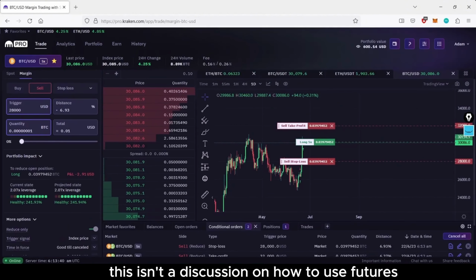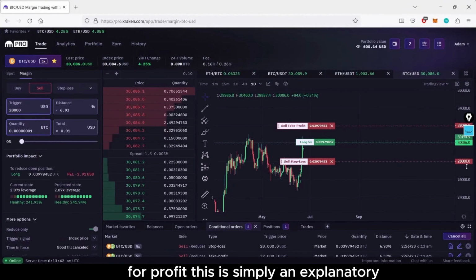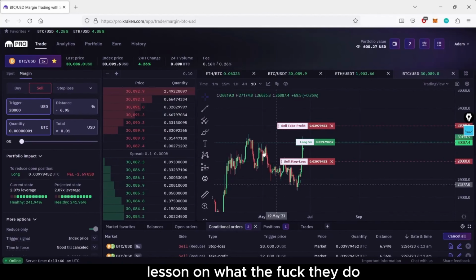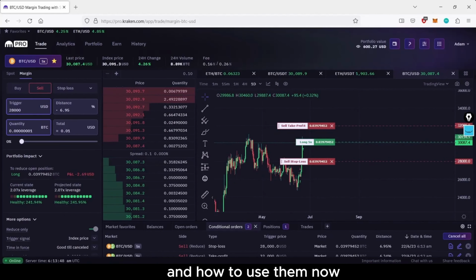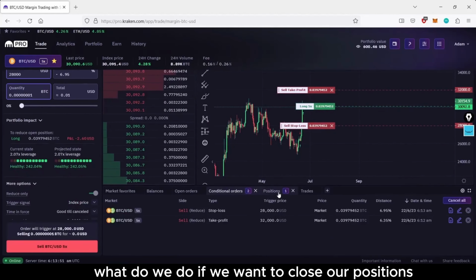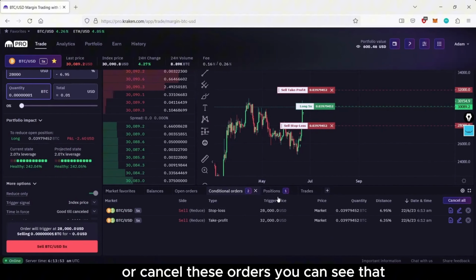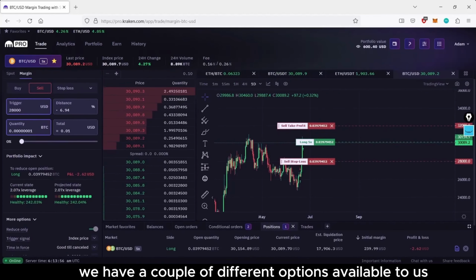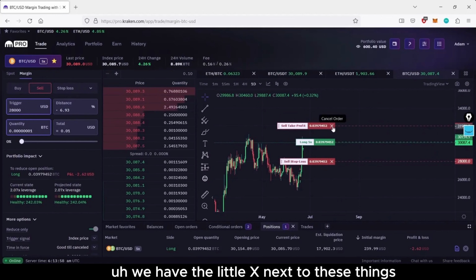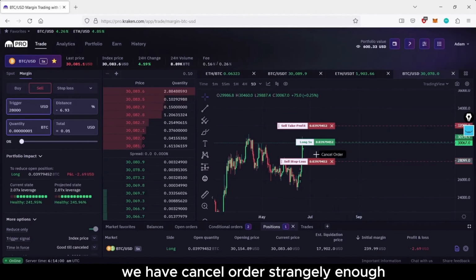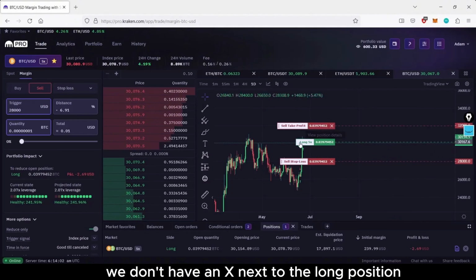But this isn't a discussion on how to use futures for profit. This is simply an explanatory lesson on what they do and how to use them. Now, what do we do if we want to close our positions or cancel these orders? You can see that we have a couple of different options available to us. We have the little X next to these things. We have cancel order. Strangely enough, we don't have an X next to the long position, but whatever.